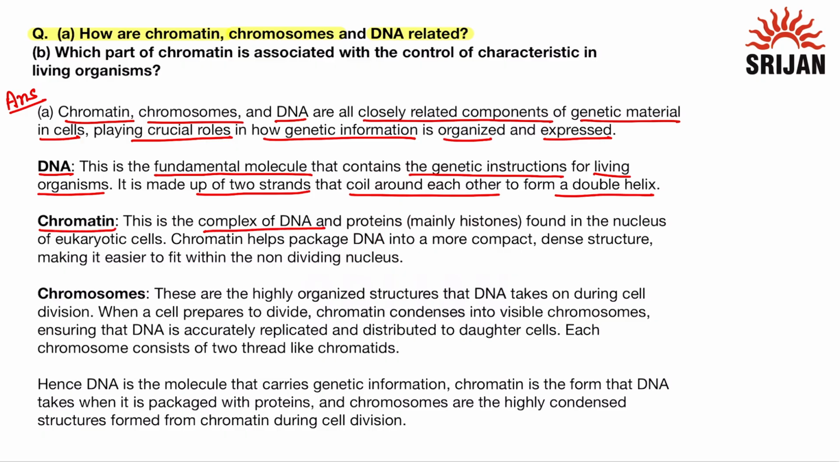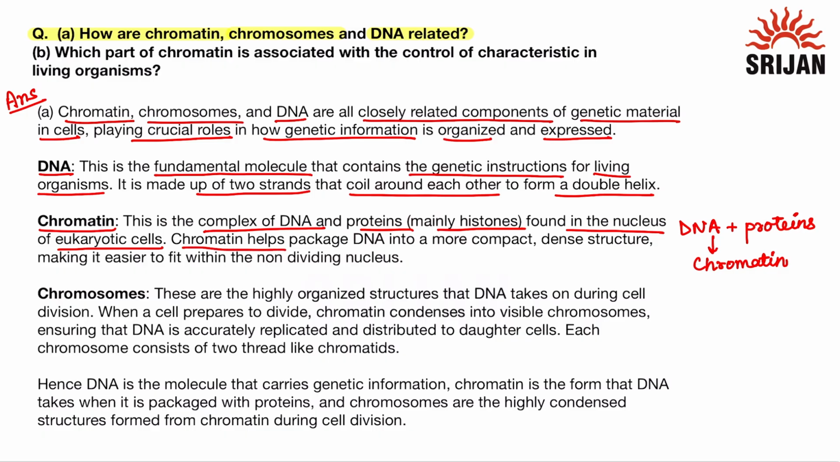Second is chromatin. This is the complex of DNA and proteins, mainly histones, which are found in the nucleus of eukaryotic cells. So, in eukaryotic cells, DNA is present inside the nucleus and it is packaged in the form of chromatin. So, DNA along with proteins that are known as histones, they package in eukaryotic cells and form the chromatin material. This cannot be done in prokaryotic cells as DNA lies scattered in the cytoplasm, as there is no nuclear membrane present in prokaryotic cells.